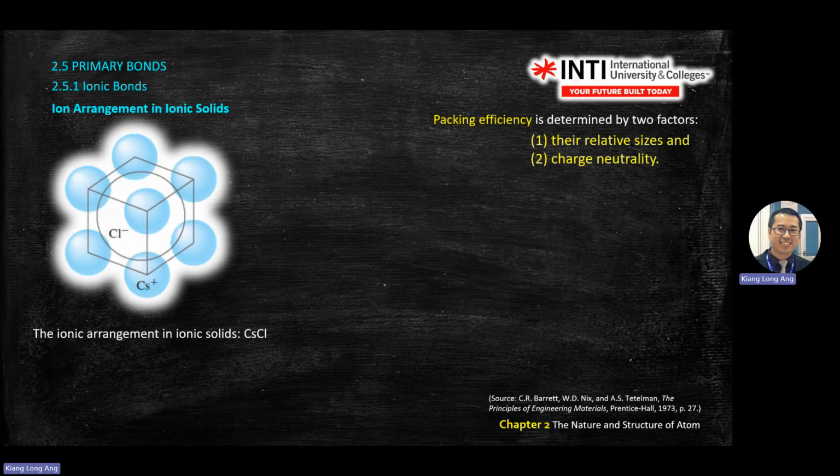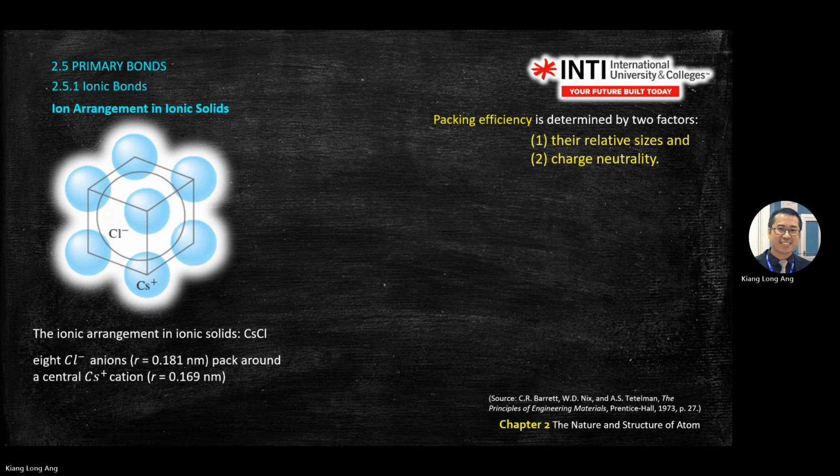So for example, CsCl. So Cs is positive, Cl is negative. So this is how they form based on their relative size and charge. So again, packing is affected by these two factors, relative size and charge. So you can see Cl is quite a big atom surrounded by 4 atoms.